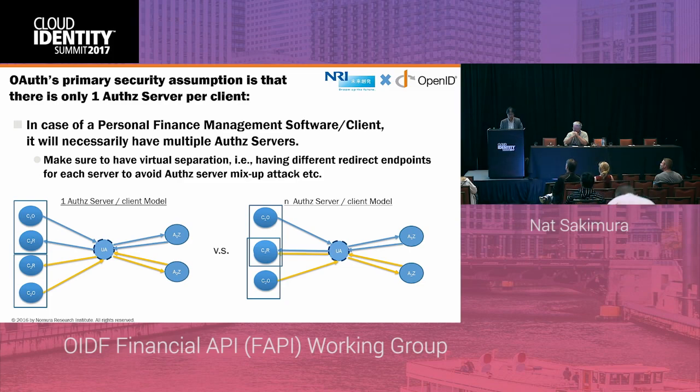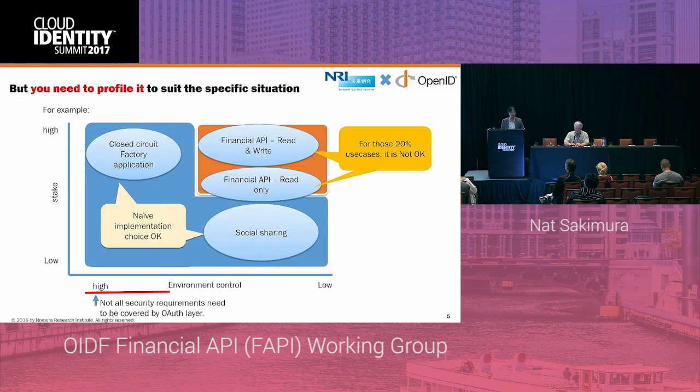For example, OAuth's primary security assumption is that there's only one authorization server per client. In the case of personal financial management software, the client will necessarily have multiple authorization servers, and that's the same in many other cases as well. That means we have to make sure to have virtual separation, with different redirect endpoints for each server, to avoid the authorization server mix-up attack and so on. But in many cases that's not done, causing a lot of problems.